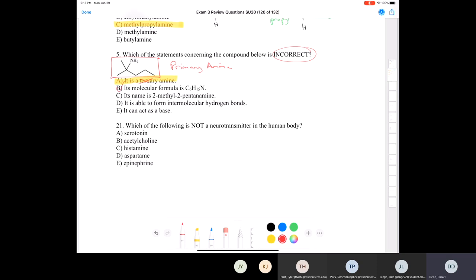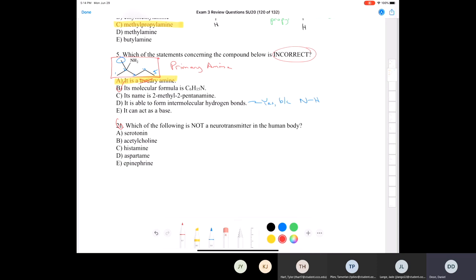This molecular formula is correct. Its name would be 2-methyl-2-pentanamine, because if we look at the longest carbon chain, we have 1, 2, 3, 4, 5. So we have a 2-methyl-2-pentanamine. It is able to form intermolecular hydrogen bonds. Yes, because it has nitrogen-hydrogen bonds in it. And it can act as a base, right? Amines are bases, so there we go. All right, so the answer is A, it is a tertiary amine, is incorrect. I'm a little wacky here in my numbering system, but anyhow, we'll just move on to the next question.